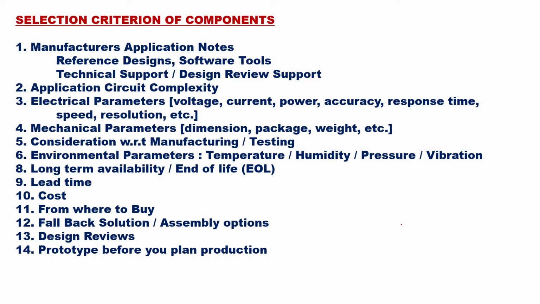Second is application circuit or complexity. Third is electrical parameters like voltage, current, power, accuracy, response time, speed, resolution, etc. All those parameters you should see for a component or a device whenever you're going to select it. Fourth is mechanical parameters, its dimension, size, package, weight, etc. Fifth is a consideration with respect to manufacturing or testing. So what are the services given by the manufacturer, who is the manufacturer, and what is his earlier experience. Okay. Then sixth is environmental parameters like temperature, humidity, pressure, vibration.